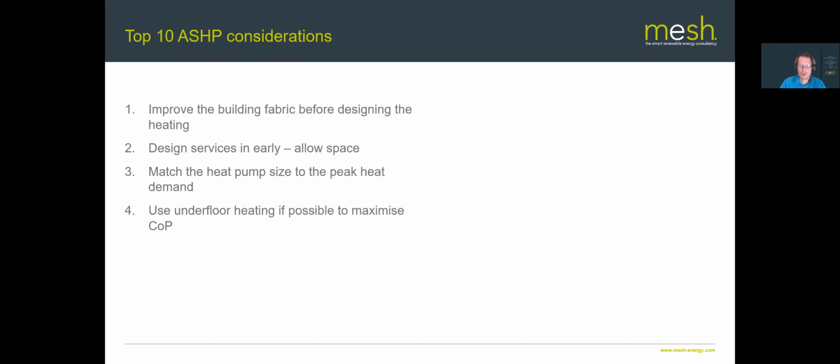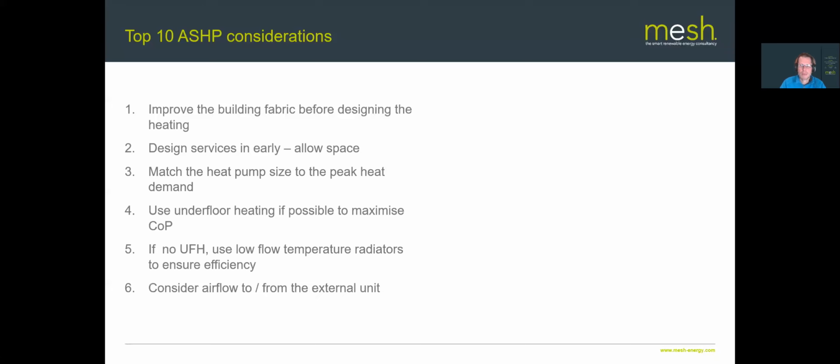Use underfloor heating if possible to maximize the COP, so get that flow temperature down. If we can't use underfloor heating, then low flow temperature radiators. Again, it's all about driving down that flow temperature to get the best COP. When you're siting the external unit, consider the airflow to and from that external unit. The issue I talked about, cold traps and debris traps.